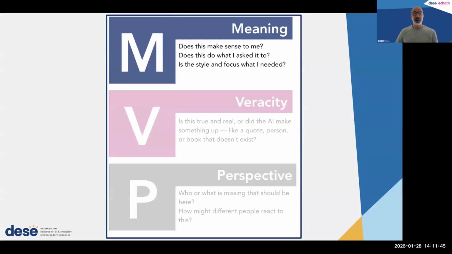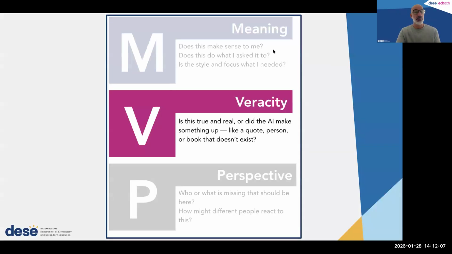So how can we evaluate, right? We have to have strategies to do this. So let's look at this MVP strategy where we're going to go through meaning, veracity, and perspective. So we think about meaning first. Does this output make sense to me? Is it doing what I asked it to do? Is the style and focus what I needed? So can I evaluate that immediately?